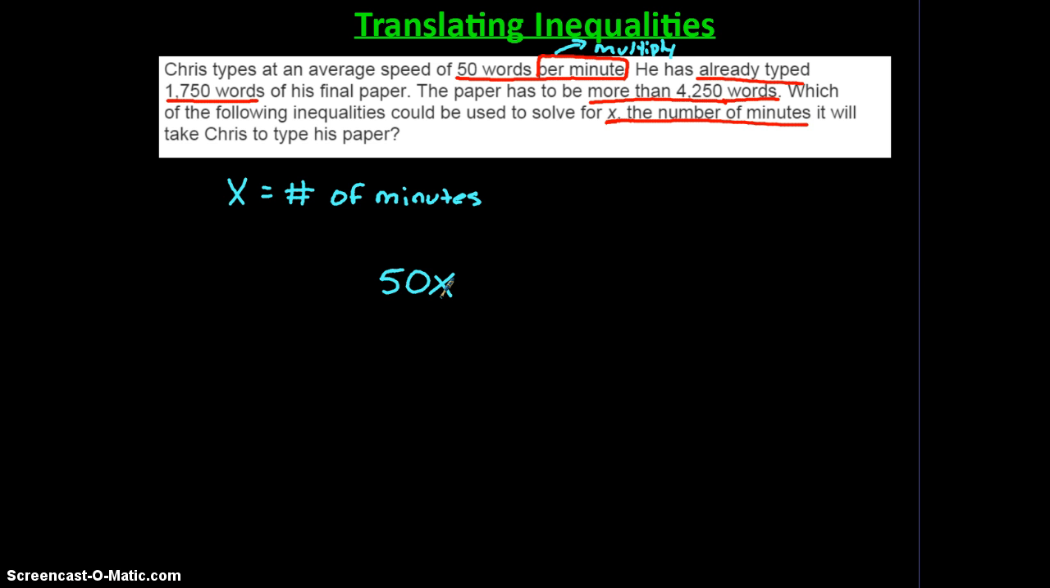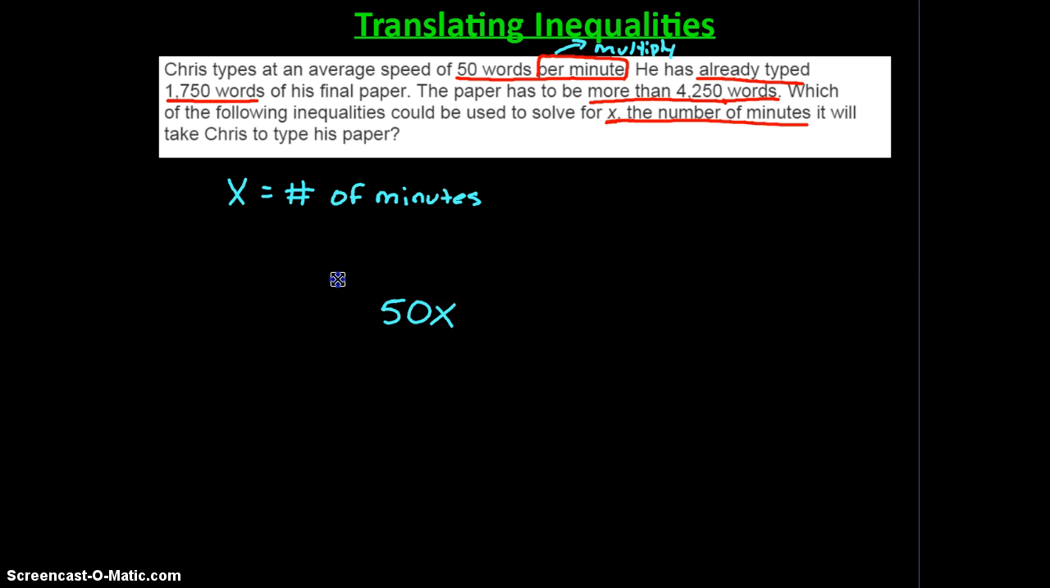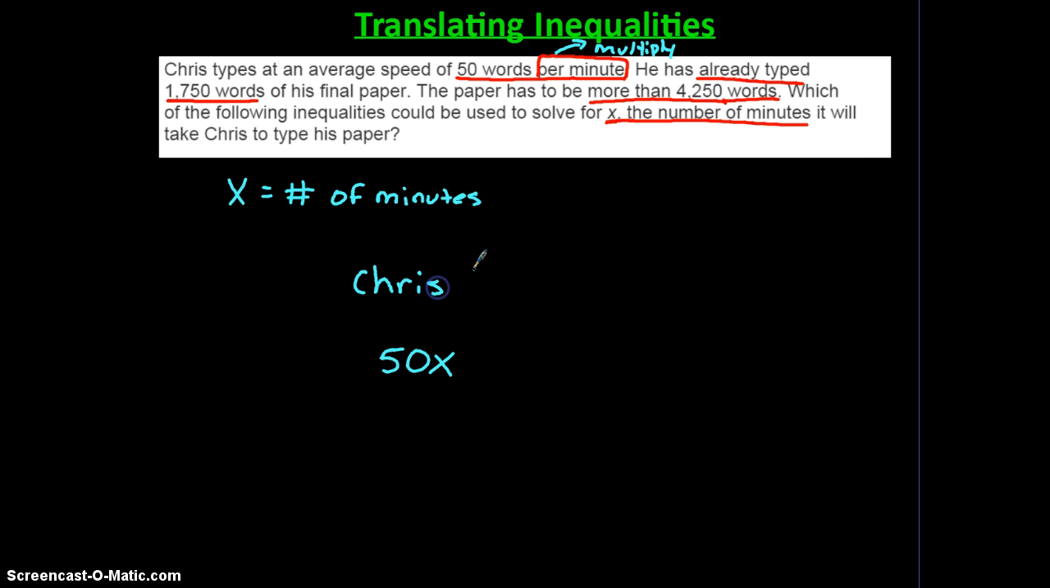Furthermore, what I have to look for now is he has already typed 1,750 words. Now, this typically gets confusing for some students. So I'm going to drop down, I'm going to bring that as 50x for a second. Okay? What I'm going to do then is figure out what's happening in the problem. In this case, I'm talking about Chris typing. So one side of my inequality is Chris typing all of this stuff. Okay? And then the other side of this is what else is happening. Chris is typing all these words over here, and on the other side I have the total words, which is what he's being constrained to.